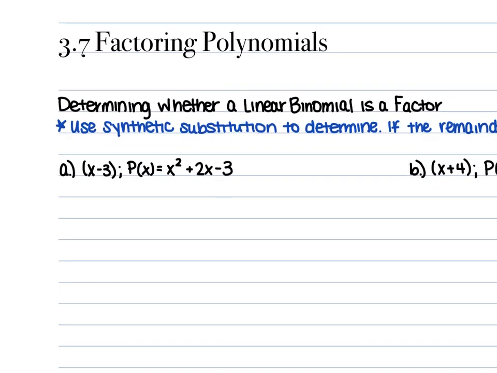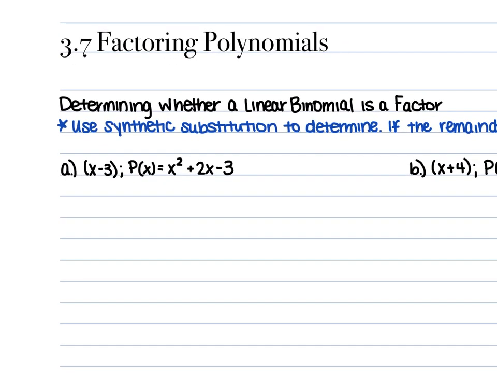3.7 Factoring Polynomials. When we are factoring polynomials, the first thing we can look at is determining whether a linear binomial is a factor. So remember, a linear binomial is the power is 1 and a binomial is 2 terms. So if we look at example A, we have x minus 3 and p of x is equal to x squared plus 2x minus 3.